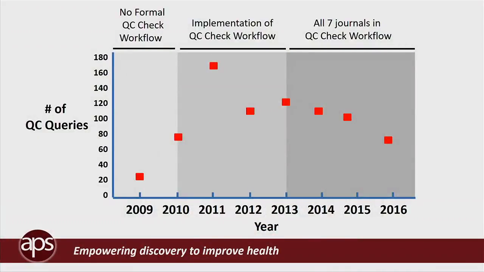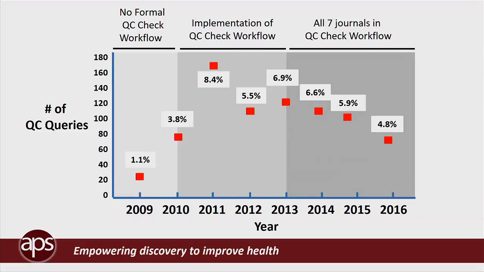So it took us several years to onboard all 7 journals, but by 2013, all of the journals were within the workflow. We had a banner year in 2011: out of approximately 2,000 articles that were published that year, 8% of them received a QC letter from us asking for corrections. However, since then, year on year, we've had a reduction in the number of QC cases for image corrections.